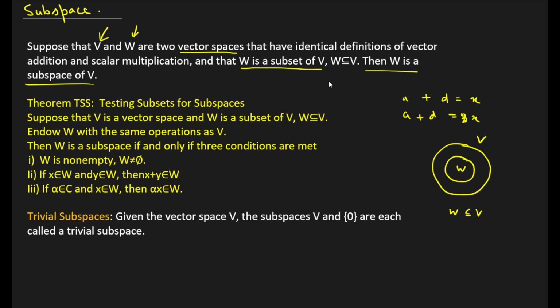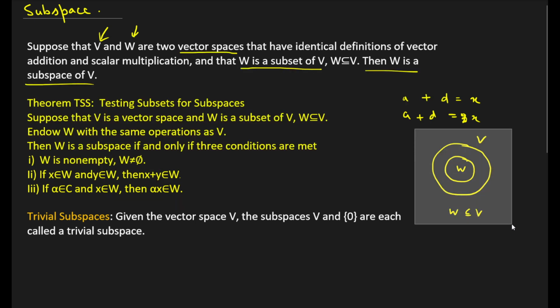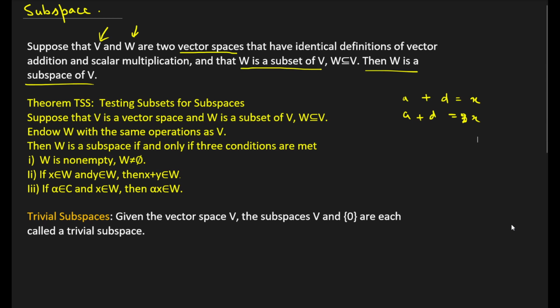So it's very simple. Subspace means it is itself a vector space. Just remember. Now let us see. Now to show that W is a subspace, means vector space, should we need to show all the 10 conditions?